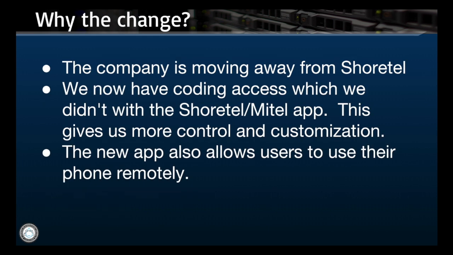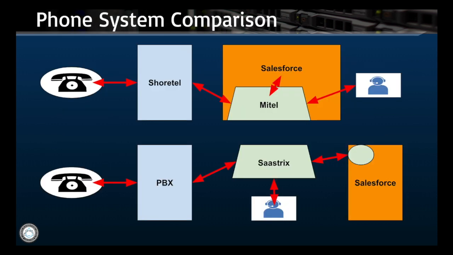So why are we making this move? Well, we're moving away from ShoreTel. One of the things that Sasstrix gives us is that we have the ability to modify the code. So we've got more control and we can design the application to better support our needs. It's also a lot easier for us to do remote access for the phones because there's no physical phone associated with this. Real quick here, I want to talk about what the old system looked like.